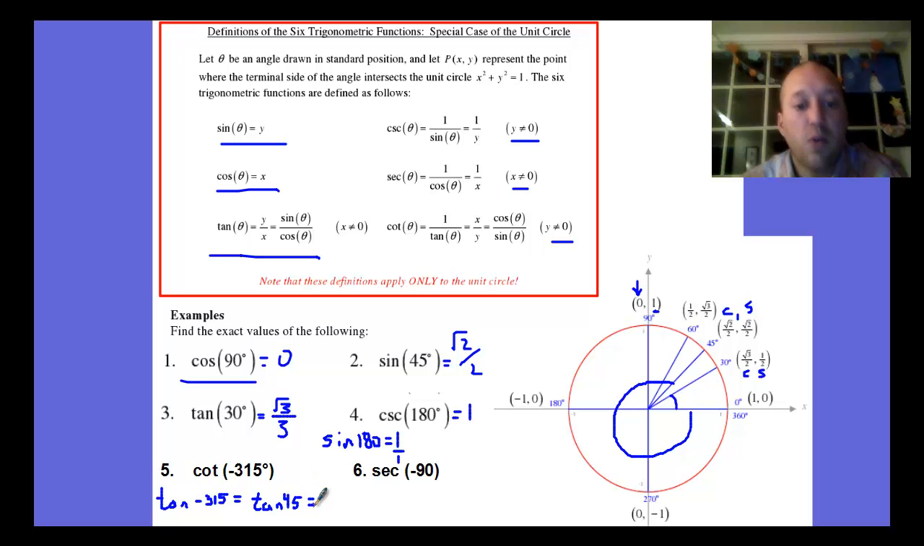The tangent of 45 is found by doing the sine over cosine. Those are the same measures, so it's just going to be 1. The cotangent is the reciprocal. Again, 1 over 1. The reciprocal of that is still 1.